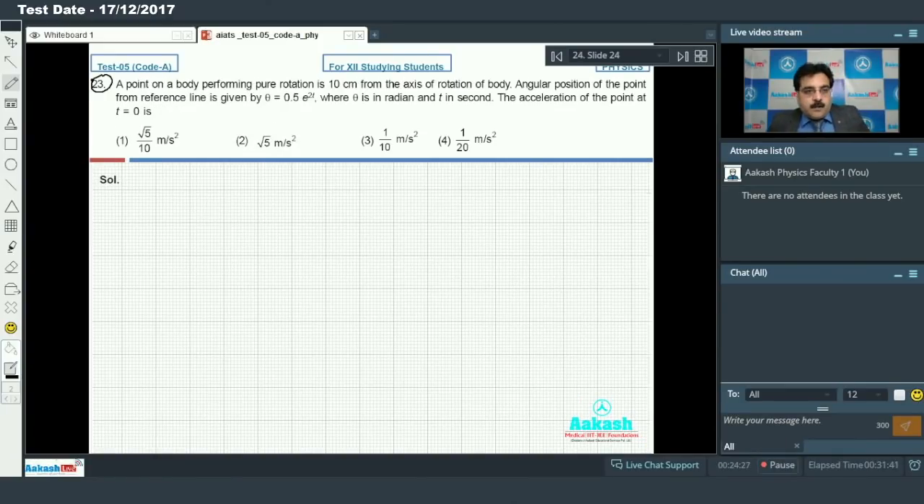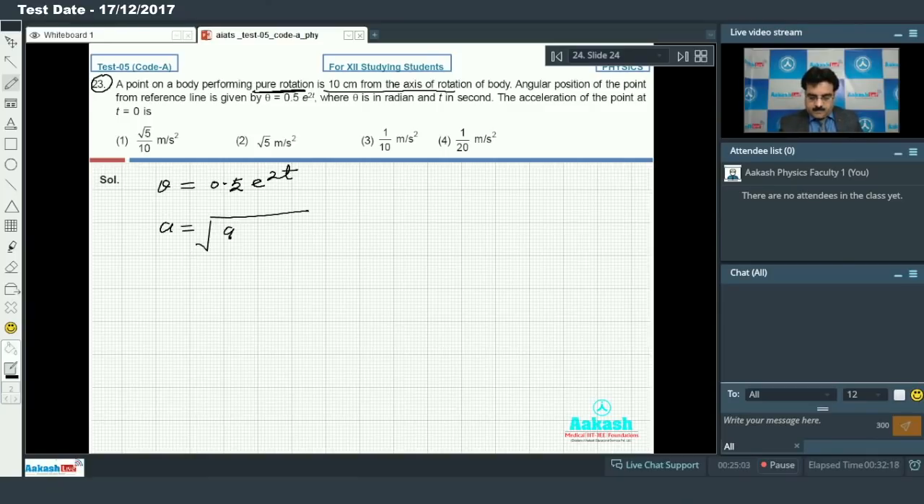A point on a body performing pure rotation, 10 cm from the axis of rotation of the body. The angular position of the point from the reference line is theta = 0.5 e to the power 2t, where theta is in radian and t in second. Acceleration of the point at t = 0. So according to the problem, I need to calculate the net acceleration.